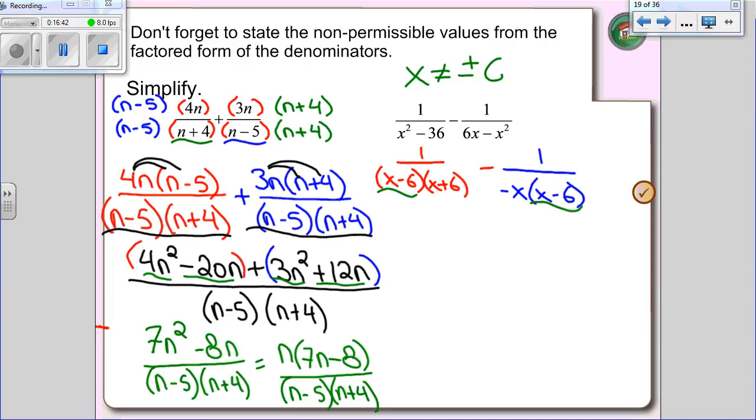Positive 6 makes the first thing 0. Negative 6 makes the second thing 0. And if I had x equals 0, that would make this blue guy equal 0.